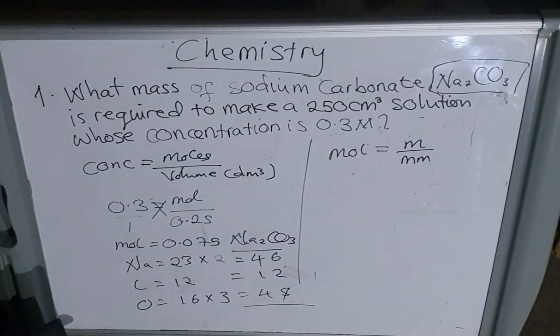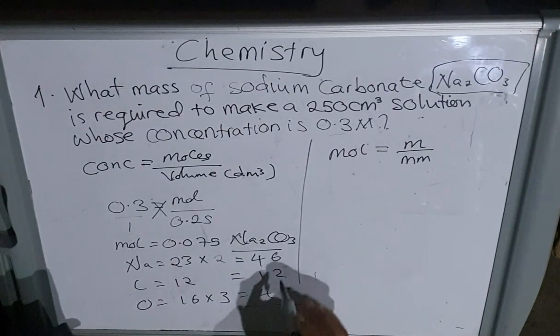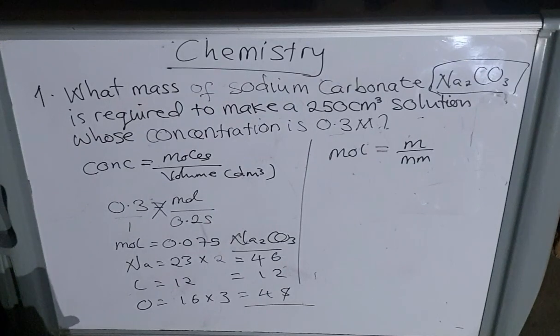Now we need to add these two numbers and these three numbers. We have 48 plus 12 plus 46. Okay, it's giving us 106. So the molecular mass of this compound is 106. That's the molecular mass or formula mass, perhaps.